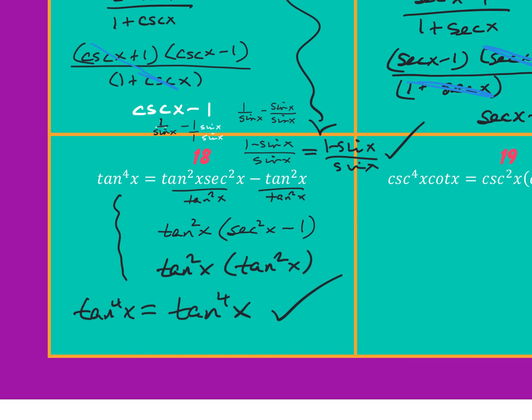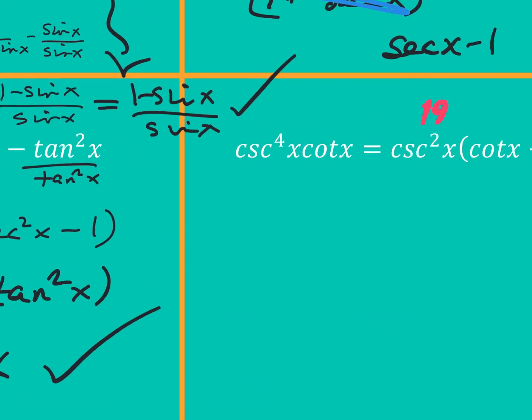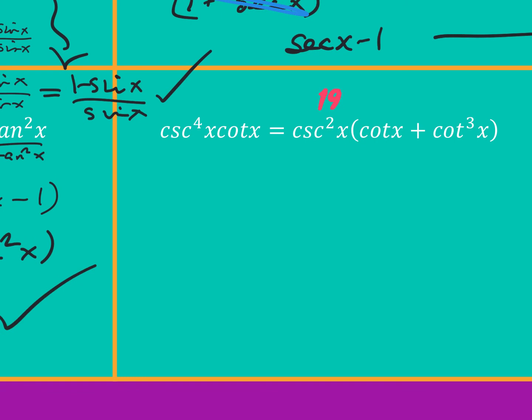Now the next one's a little different. We're going to do a substitution of an identity, but we're going to factor the cosecant to the 4th power. So for number 19, this one, it's really helpful if you look to see where you're going. So what I'm going to do is factor this. I'm going to change this into cosecant squared x times cosecant squared x. I still have the cotangent.